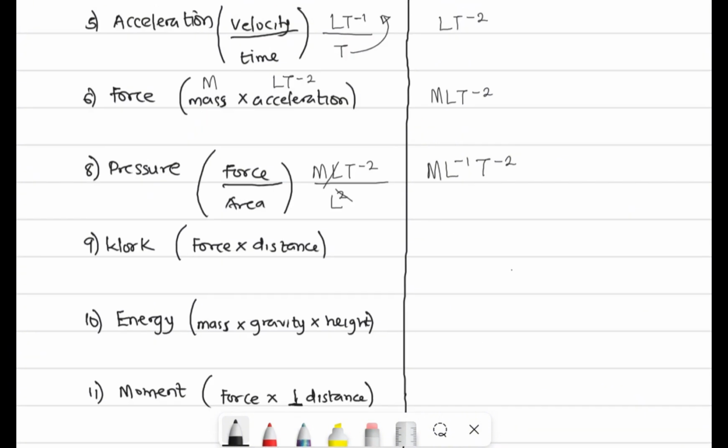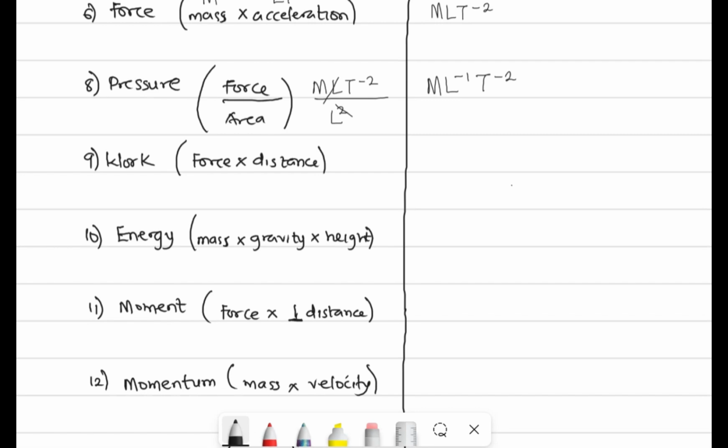Again, we have work. So what is work? Work is force times distance now. Force is M L T minus 2. Distance is L. Eventually, the dimension becomes M. L times L will give us L square. And then T minus 2.